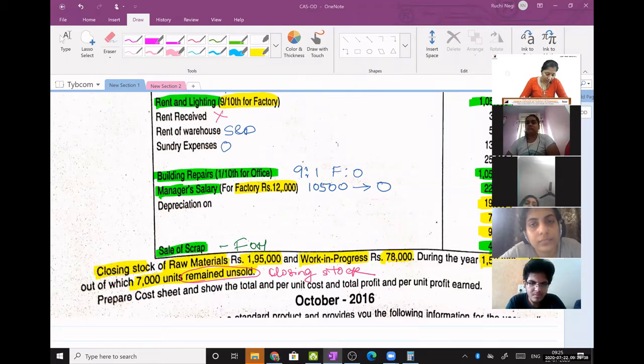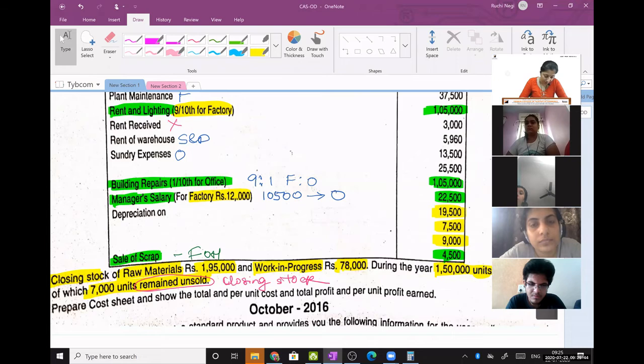Yeah, Hinan. Yeah, there is one sundry expense. It's not missing, it's just not visible. There's some problem with this OneNote app today. It's not visible. Otherwise, the question is full-fledged. Okay, so I'll check into the main question and then I'll let you know. Don't worry about that.